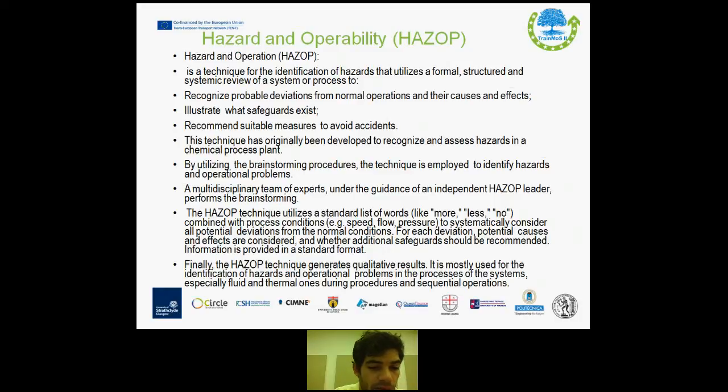A multidisciplinary team of experts, under the guidance of an independent HAZOP leader, performs the brainstorming. The HAZOP technique utilizes a standard list of words like more, less, or no combined with process conditions, speed, flow, pressure to systematically consider all potential deviations from the normal conditions. For each deviation, potential causes and effects are considered and whether additional safeguards should be recommended. Information is provided in a standard format. Finally, the HAZOP technique generates qualitative results. It is mostly used for the identification of hazards and operational problems in the processes of the systems, especially fluid and thermal ones, during procedures and sequential operation.